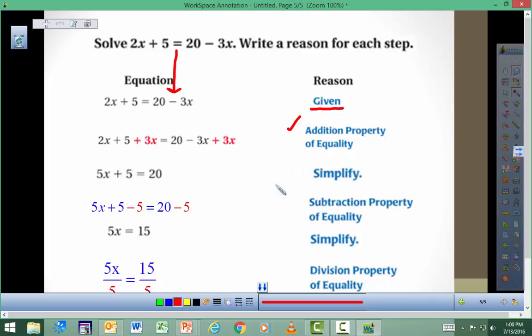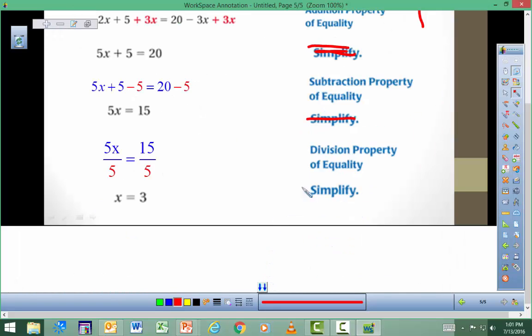So we did that one. And these simplification ones, we don't really need those in here. I mean, that's just like duh. So we did the addition property first by adding the 3x's, then we subtracted the 5, so that's subtraction property. And then what we did after that is we did the division property right there.